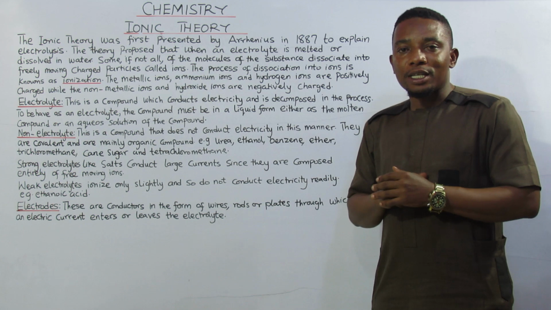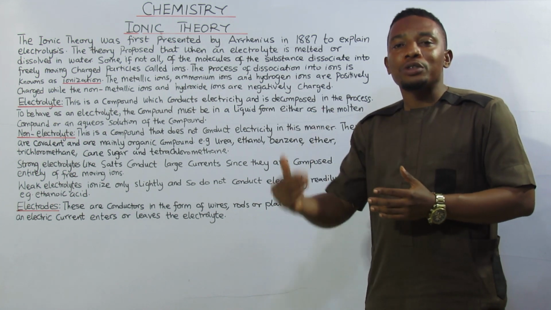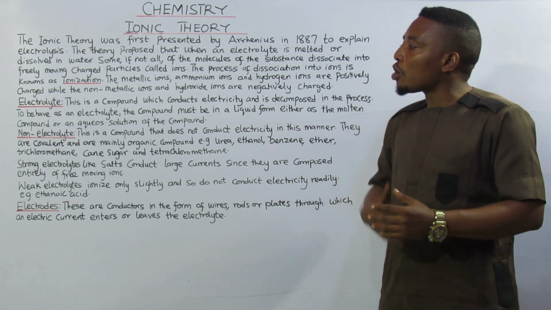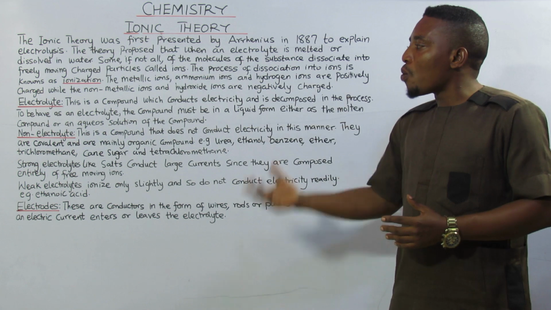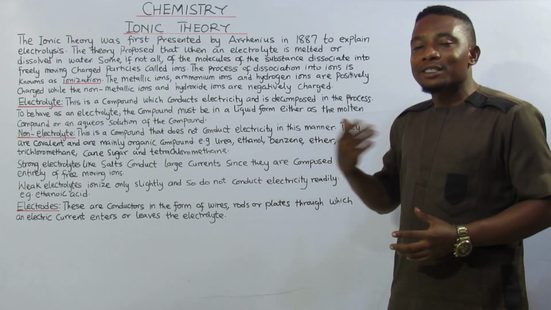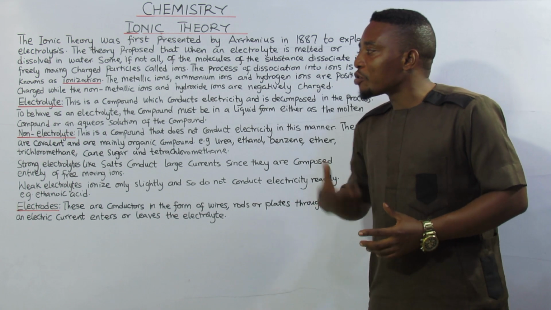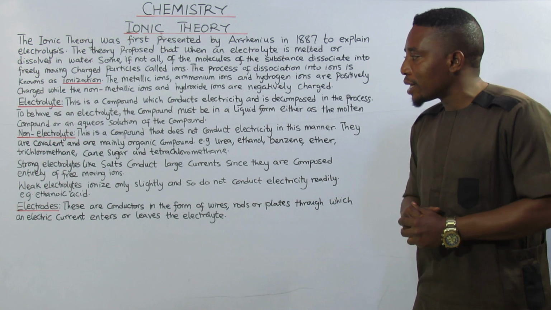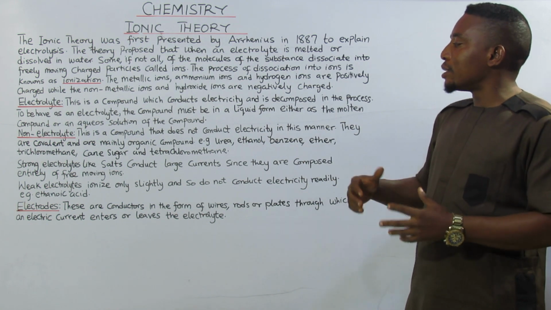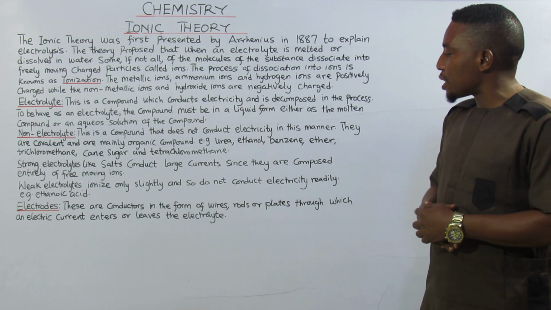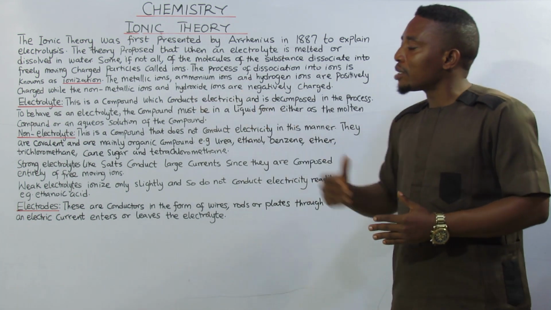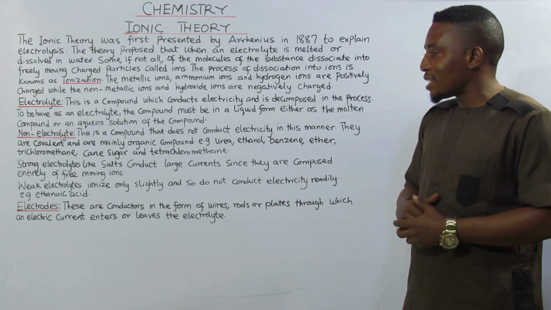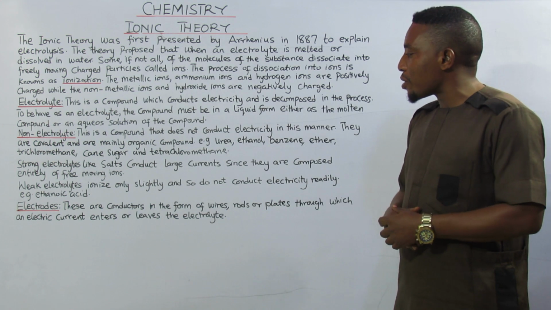So it will be in molten form or in aqueous solution, and it conducts electricity. Once you see such a compound, you say that it has behaved as an electrolyte. Also, non-electrolytes are the compounds that do not conduct electricity in such manner, that is, in the manner of an electrolyte. They are covalent and are mainly organic compounds.